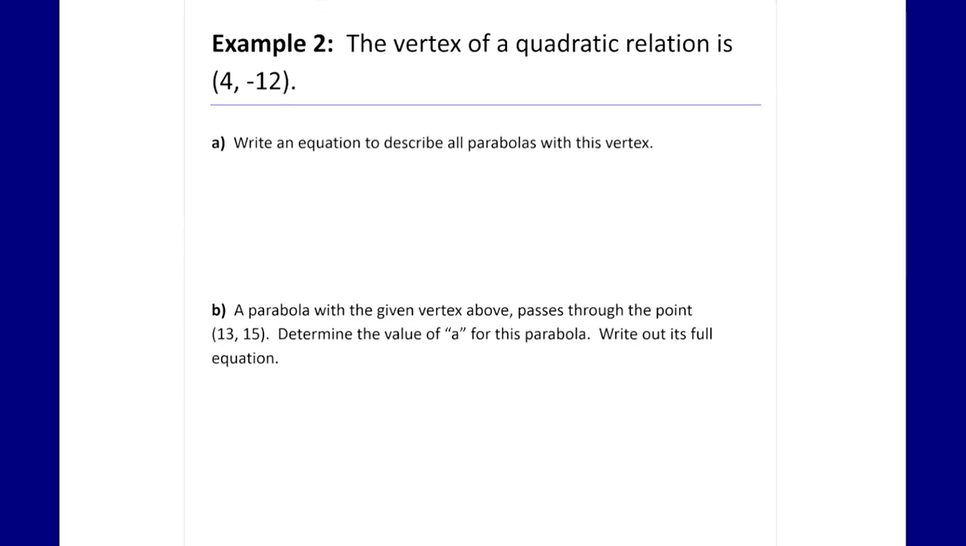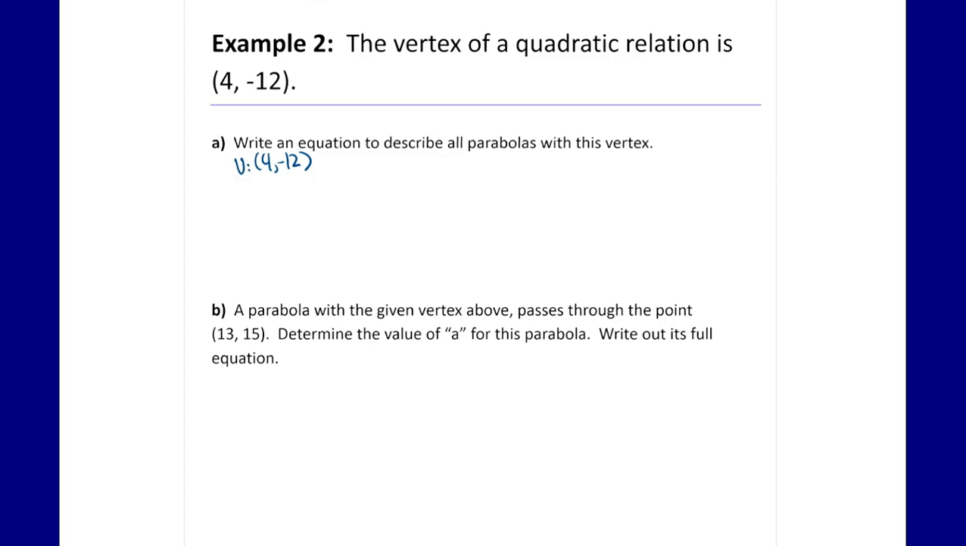Example 2. The vertex of a quadratic relation is 4, -12. We want to come up with an equation to describe all parabolas with this vertex. So let's write out our vertex, 4, -12. I might have said -2, but I meant -12.